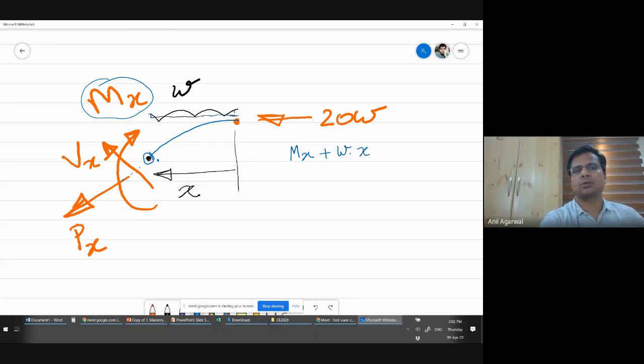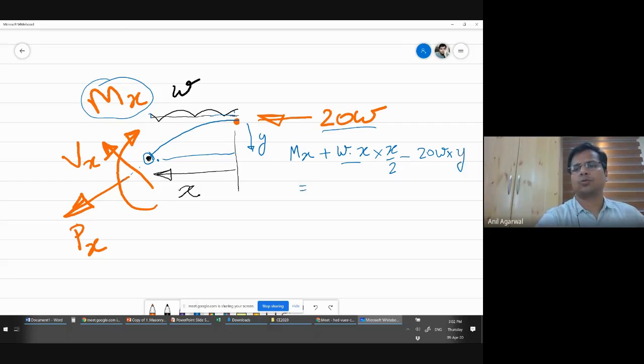Mx is counterclockwise, plus W times x. X is this distance, so Wx is the force, multiplied by at what distance? At x by 2 distance is the centroid of this force acting. Sorry, Mx and component Wx are acting in the clockwise direction, and 20W is acting in the counterclockwise direction. So 20W multiplied by what distance? If this distance is x, I can call this distance y. So this times y, and that should be equal to 0.